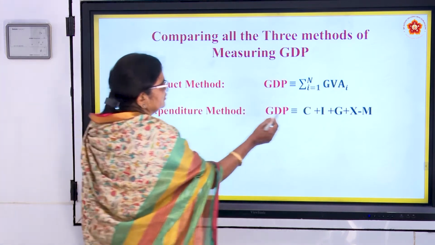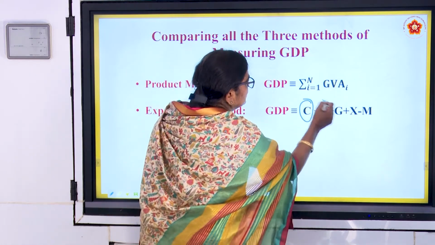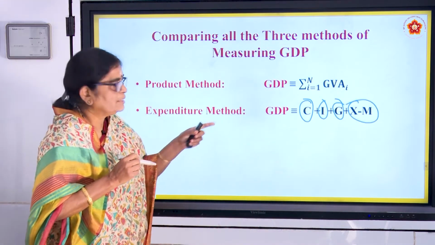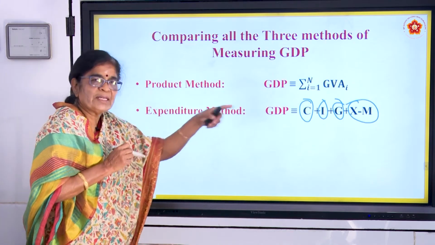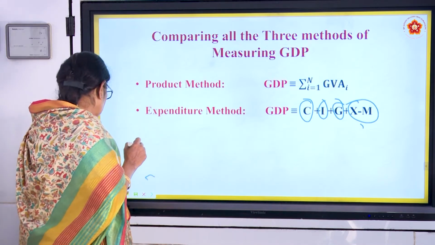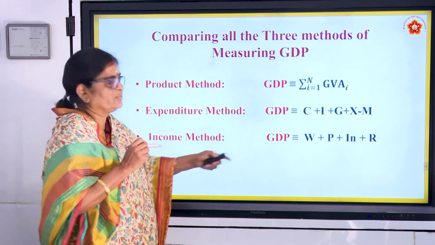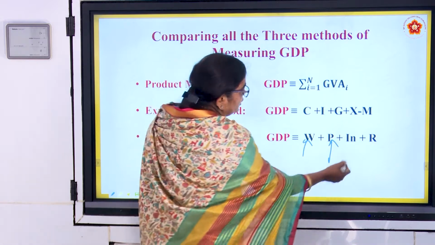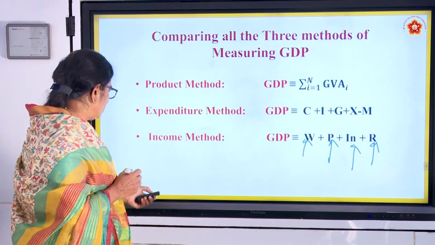The second one is the expenditure method. We have seen this is the final aggregate consumption expenditure in the economy, investment expenditure, government expenditure, and X minus M is the net export, the expenditure contribution by the foreign sector. And the income method, which we studied yesterday: wages for the factors of production, profit, interest, and rent for the factors of production. These are the three methods.